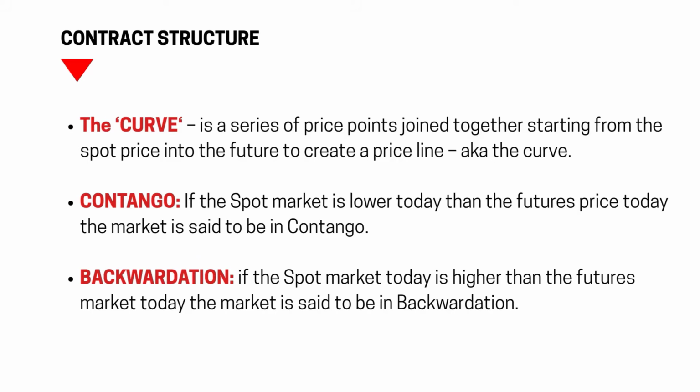And backwardation, that's the flip of the Contango. If the spot market today is higher than the futures market today, the market is said to be in backwardation. So in our oil example we just saw, we would say the market's in backwardation because the spot market today is higher than the futures market today, which we saw in the curve that we produced from TradingView.